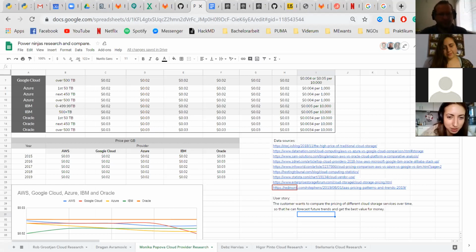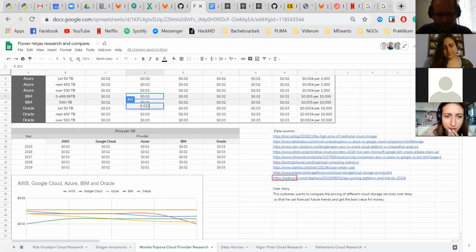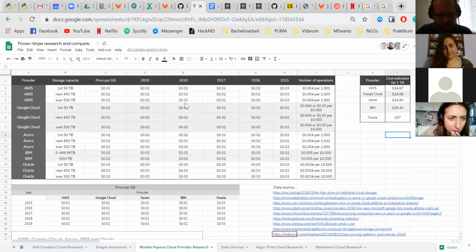Are you seeing my screen right now? Yep, seeing your screen. Where do I have Google? There. Google Cloud is on top. I think the right-hand side looks good. The estimated cost for 1 terabyte looks kind of good. So you're saying it's actually almost two thirds of the price of AWS.